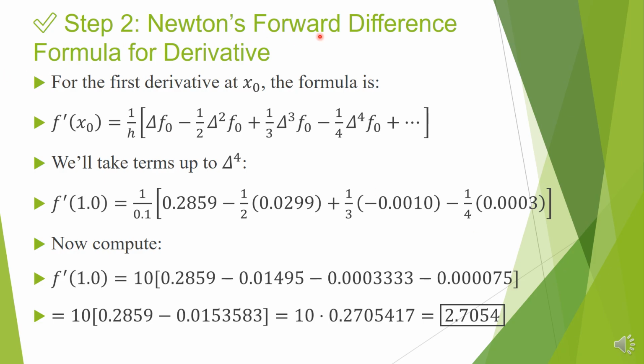Step 2, Newton's forward difference formula for derivative. For the first derivative at x naught, the formula is, you must remember this formula. In every question we put the values. You know f dash is the first derivative. The value of x naught is 1.0, it is given in the question, and 1 upon h, the value of h is 0.1. The difference of x.